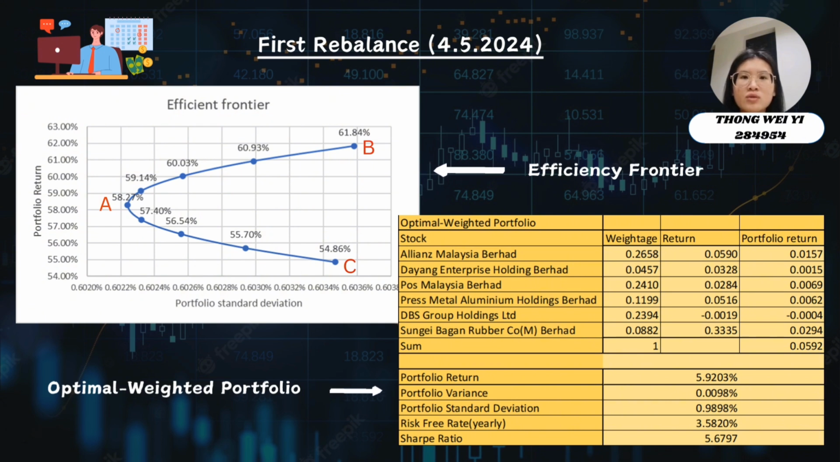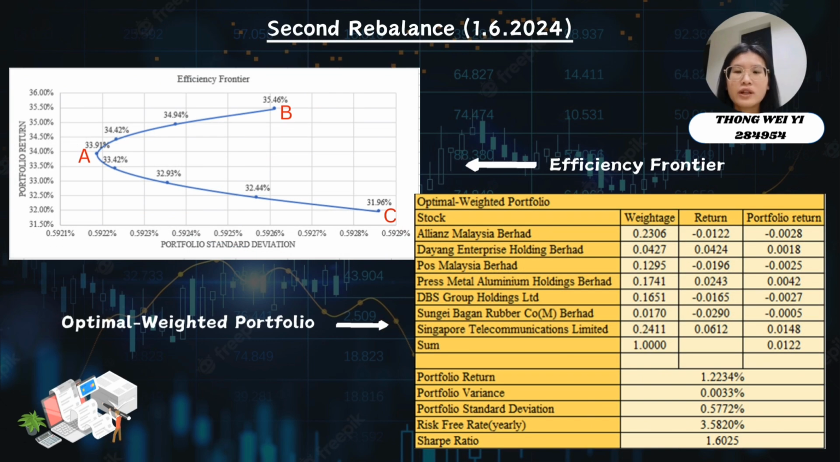Despite the entire portfolio return and risk being lower after the initial rebalancing, we expect to achieve more favorable outcomes with regard to our objective. As a consequence, on the 1st of June 2024, we completed the second rebalancing, adding one new share to the portfolio, which is Singapore Telecommunications Limited.